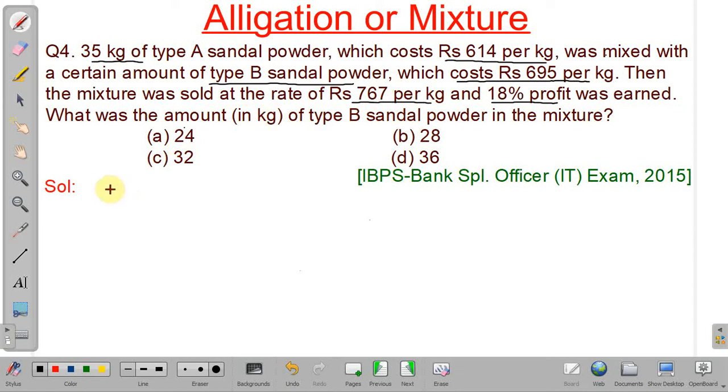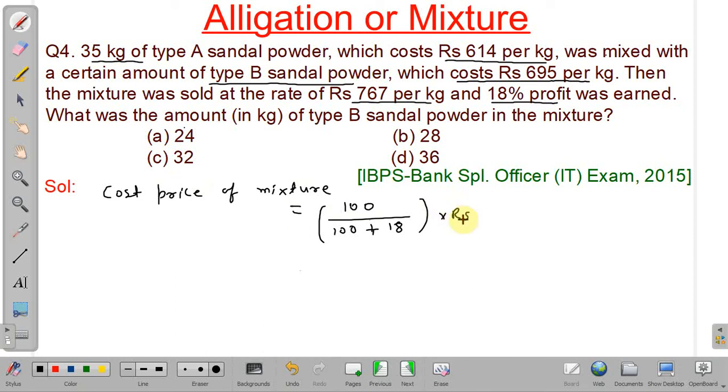Okay. So first we will calculate the cost price. So the cost price of the mixture. The formula is 100 divided by 100 plus gain percent. So gain is 18%, into the selling price, that is rupees 767. Solving this we will get rupees 650. So 650 is the cost price.